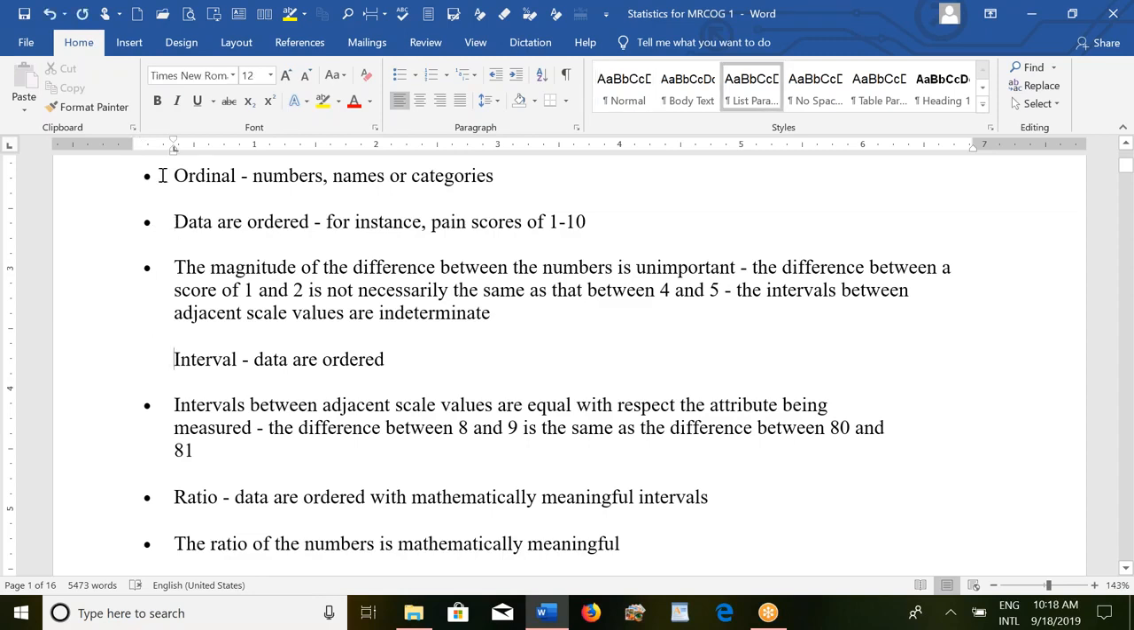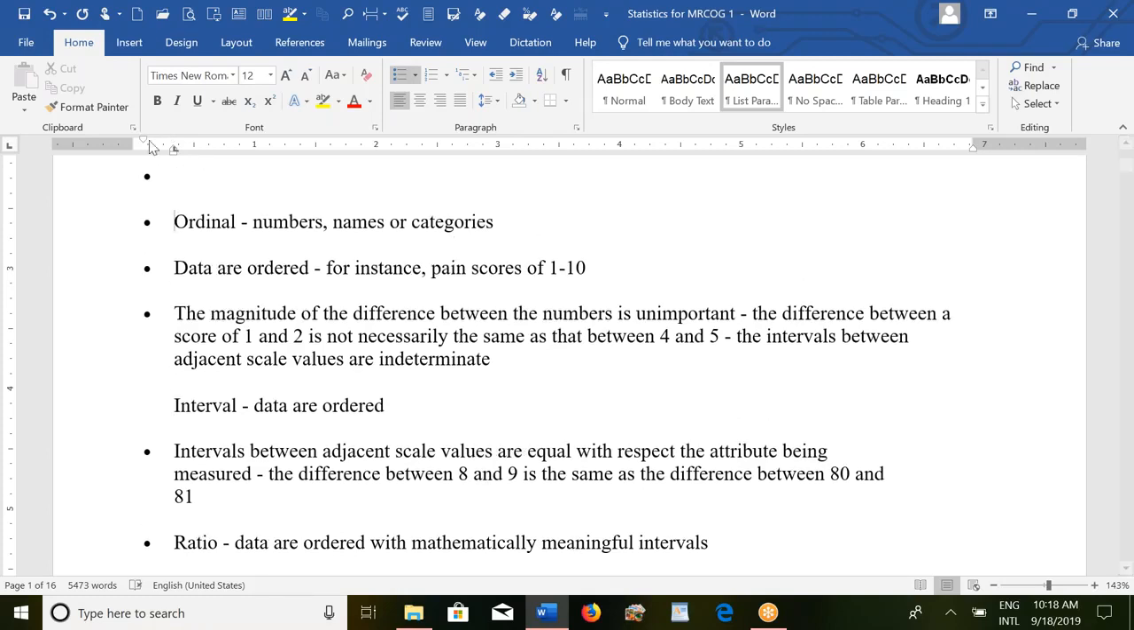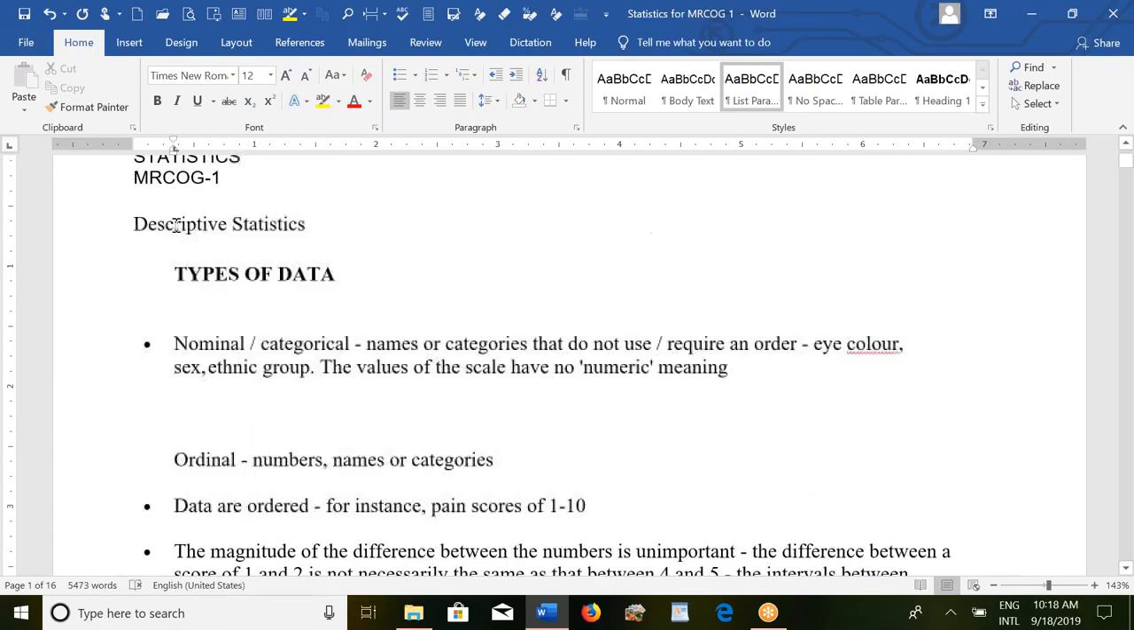Any confusion, any problem, just ask me. So the difference between the values is going to be the same. That is the basic concept in interval data.